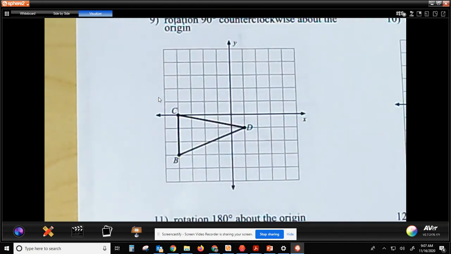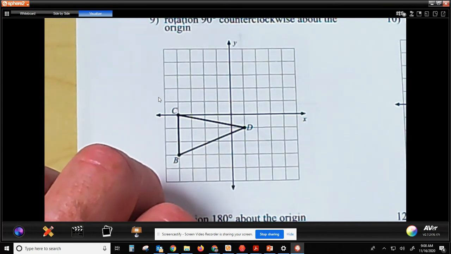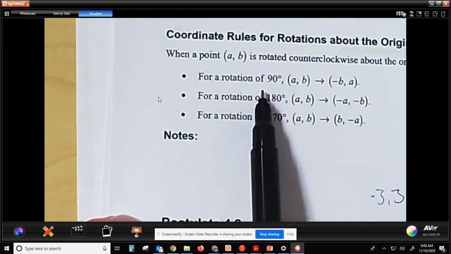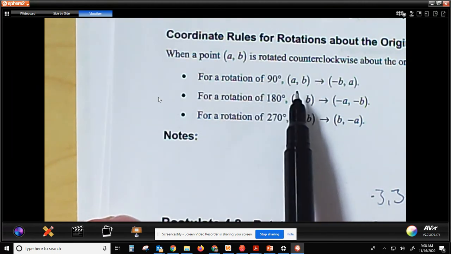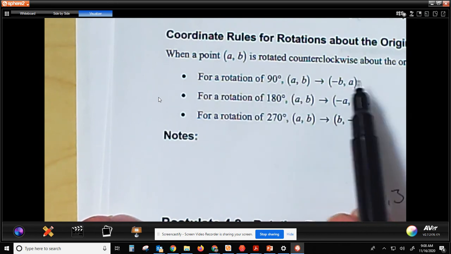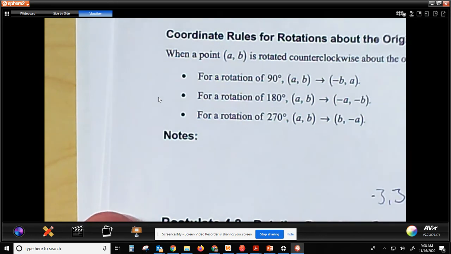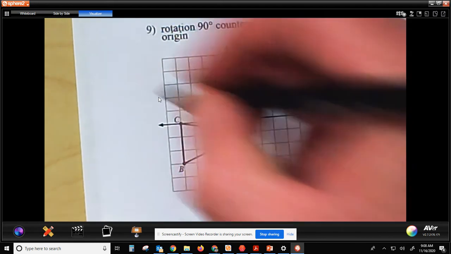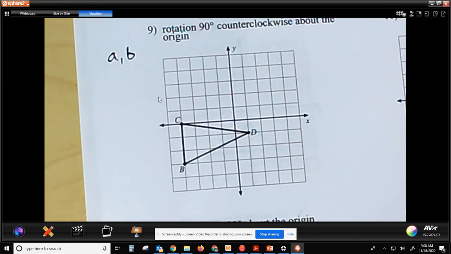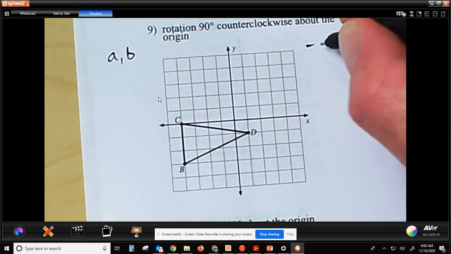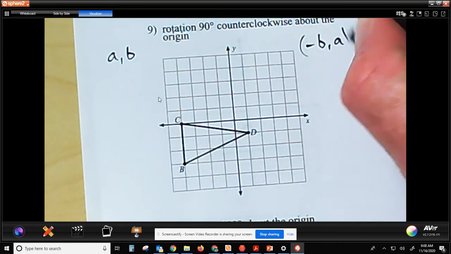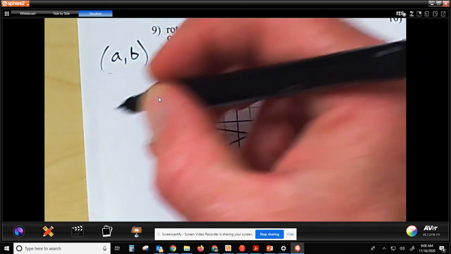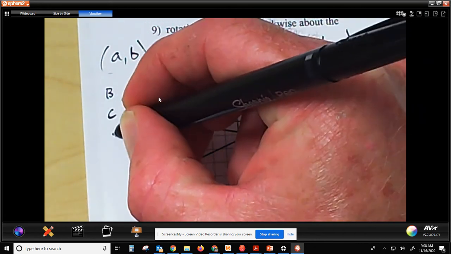Okay. Let's write down some coordinates. Let's bring that up here from the notes. Rotation 90 degrees counterclockwise. Take A, B and make it negative B, A. Let's see if this works. A comma B, negative B comma A. Okay, we've got B, C, and D.